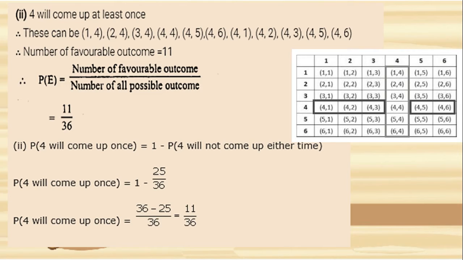This is one way. Or if you are not able to do it in the regular manner, I have shown in the table also, 4 will come up at least once. So all the rectangular boxes which are marked as having the outcome with 4, list them out. They are 11 in number, hence the probability is 11 by 36.